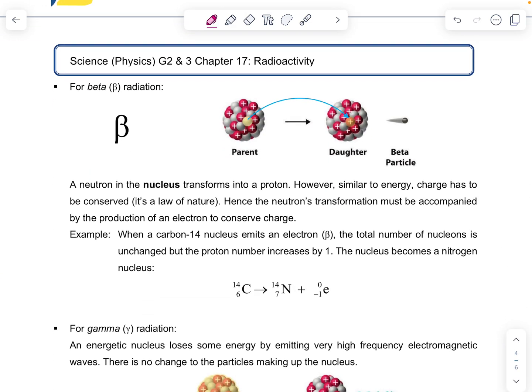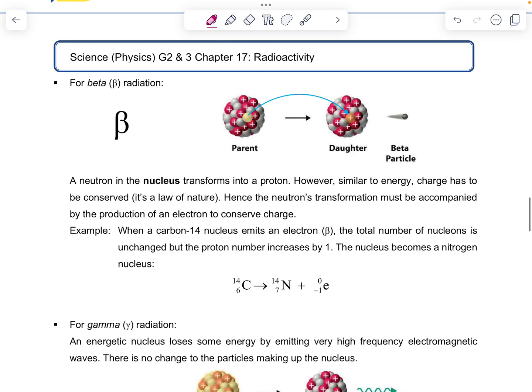Beta radiation. For beta radiation, a neutron in the nucleus transforms into a proton and an electron. This example here is when carbon-14 becomes nitrogen by emitting a beta particle. So a beta particle you can see as an electron.